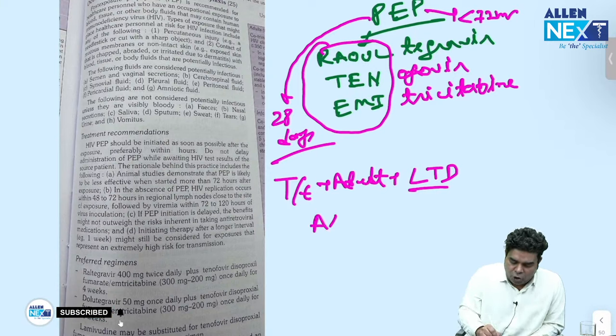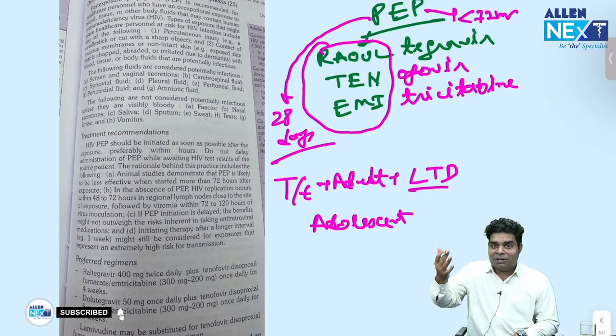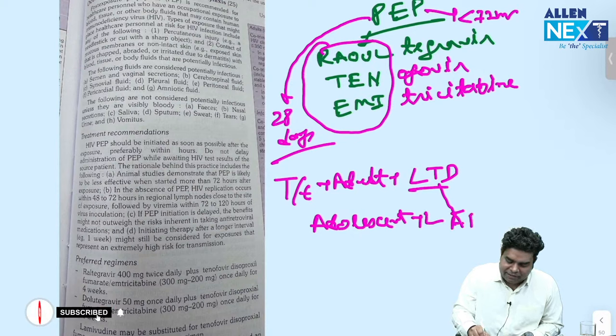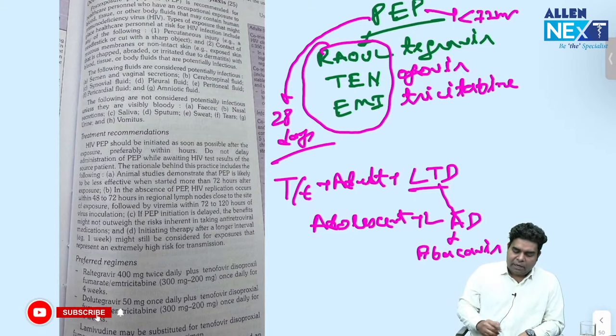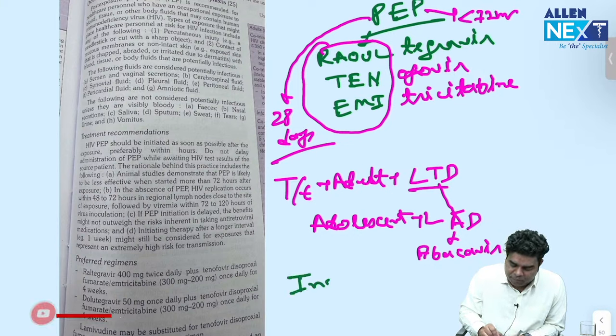And if it is adolescent, we don't give tenofovir to adolescents. So tenofovir is replaced by abacavir and it becomes LAD, because in place of tenofovir, we give abacavir. Now, in one of the recent exams, they asked the treatment for infant.